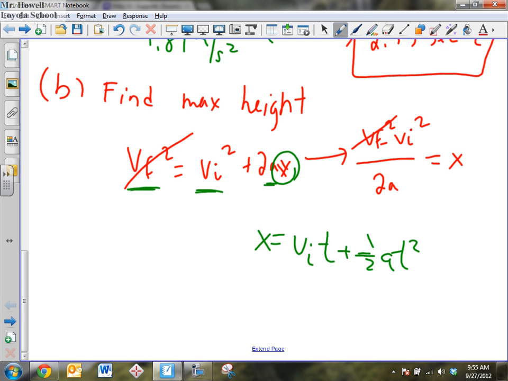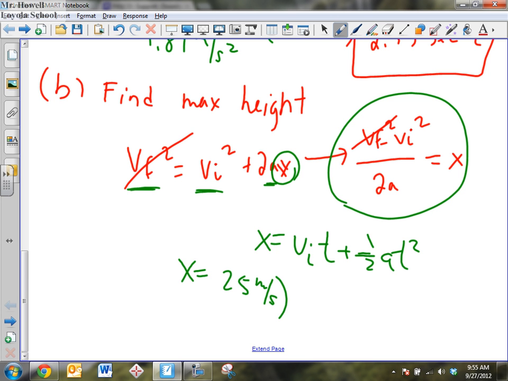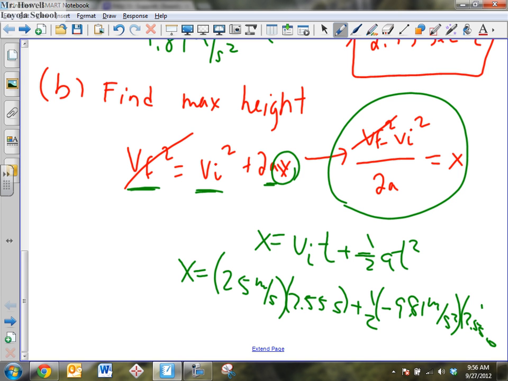And you may not want to memorize this whole thing. You can, but to memorize is annoying sometimes. So you could use either equation. It does not matter. So I'm going to say X equals VIT, which is 25 meters per second, times 2.55 seconds, plus 1/2, negative 9.81 meters per second squared, times 2.55 seconds squared.